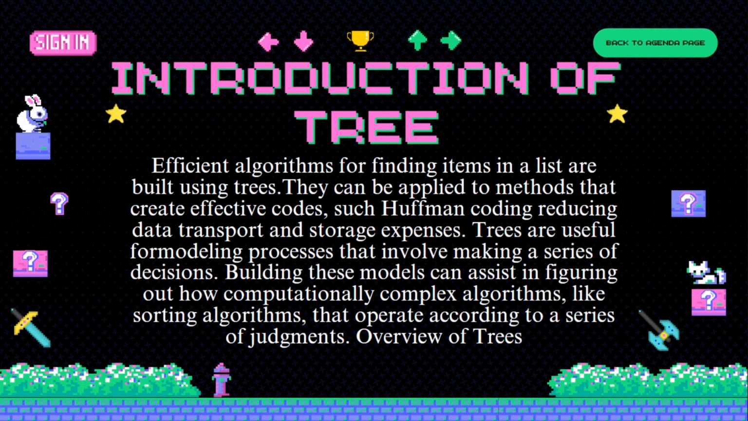The introduction of trees: efficient algorithms for finding items in a list are built using trees. They can be applied to methods that create effective codes, such as Huffman coding, reducing data transport and storage expenses. Trees are useful for modeling processes that involve making a series of decisions. Building these models can assist in figuring out how computationally complex algorithms, like sorting algorithms that operate according to a series of adjustments, are. Overview of trees. So let's proceed to our next slide.